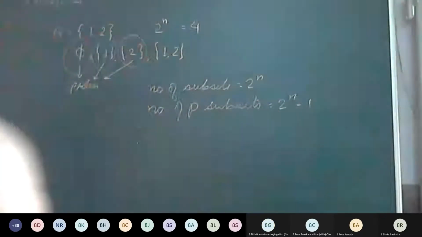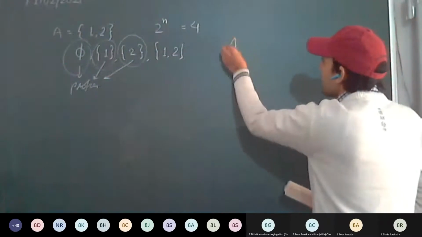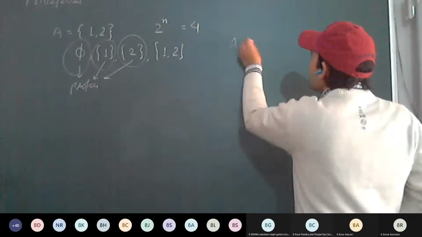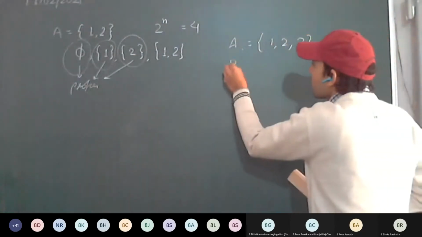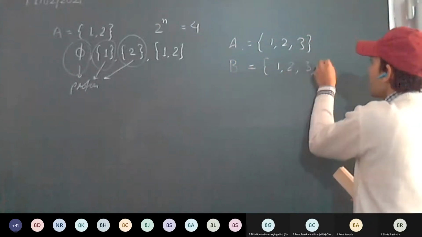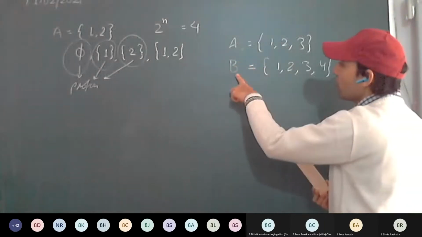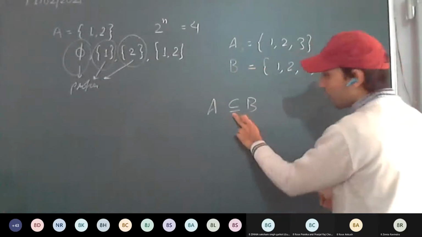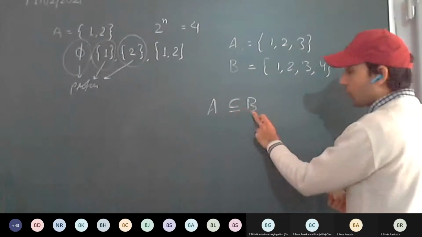For example, we are having set A. It contains elements 1, 2, 3. We are having set B containing elements 1, 2, 3, 4. Now A is a subset of B. So this is the sign for subset. A can be a proper subset, and A can be equal to B as well.